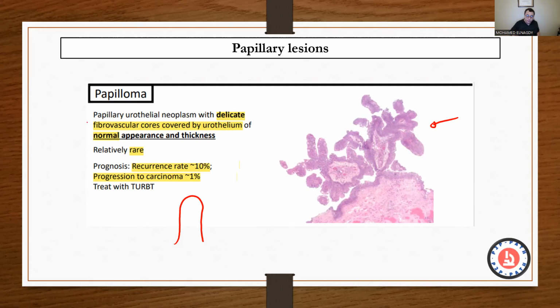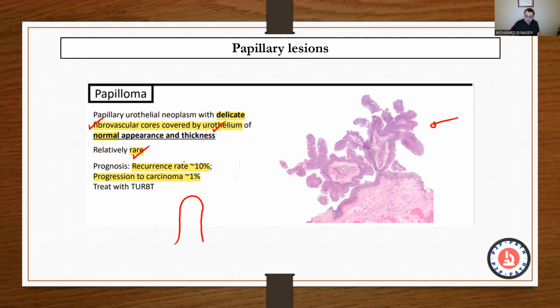So in papilloma, you'll see the fibrovascular cores and urothelial covering. And when you look at the urothelial covering, you will see that this urothelium is purely normal, normal in appearance, normal in thickness, nothing abnormal about it. But you see this arborizing architecture and you see this tree branching. It's relatively rare, not related to HPV, as you might expect.